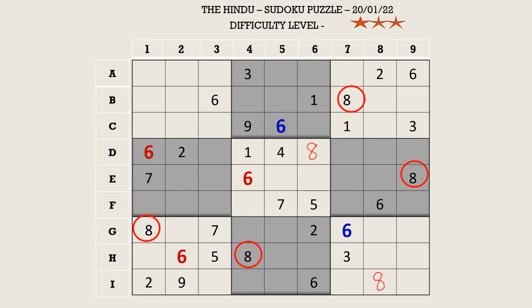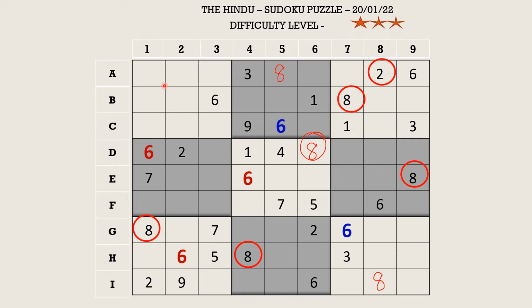This 8 blocks these two cells. This 8 from B row blocks these two cells. So A5 takes 8.